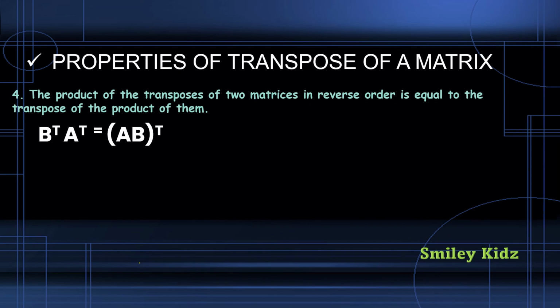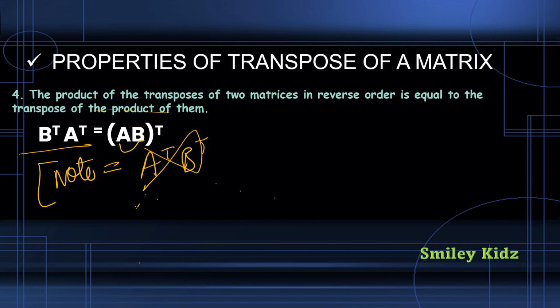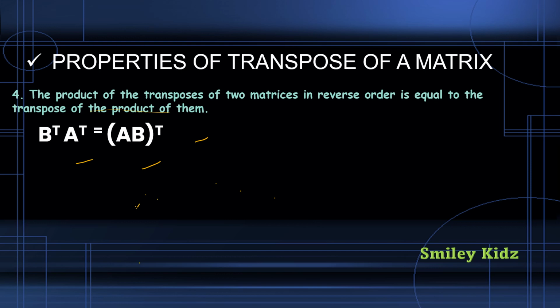Moving forward, we have the property that the product of the transposes of two matrices in reverse order is equal to the transpose of the product of them. It means if you first multiply A and B and take its transpose, it will be equal to B transpose into A transpose. One thing you're going to remember is it is not A transpose B transpose. Well, it is B transpose A transpose. Here, there is a law called the reverse law which holds in this particular property. So you can simply note it over here that the reverse law holds.